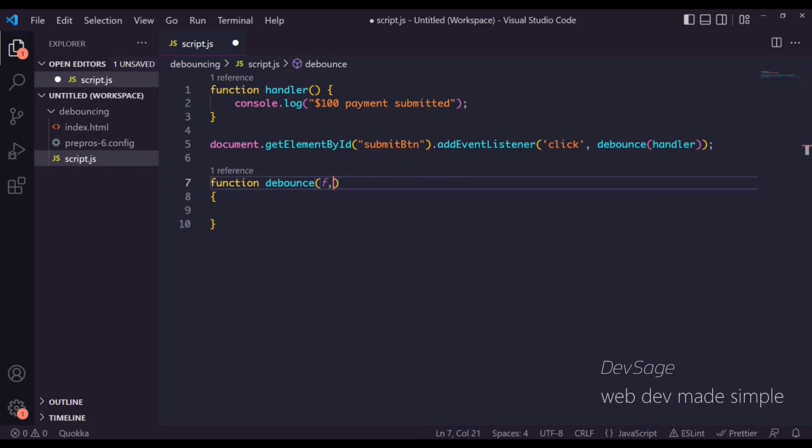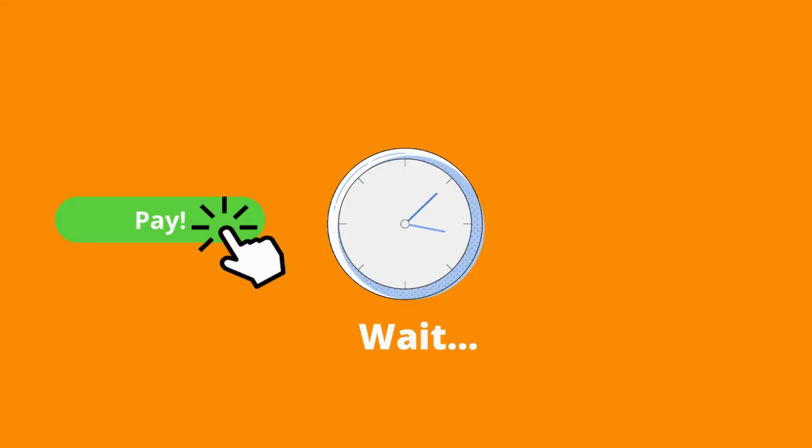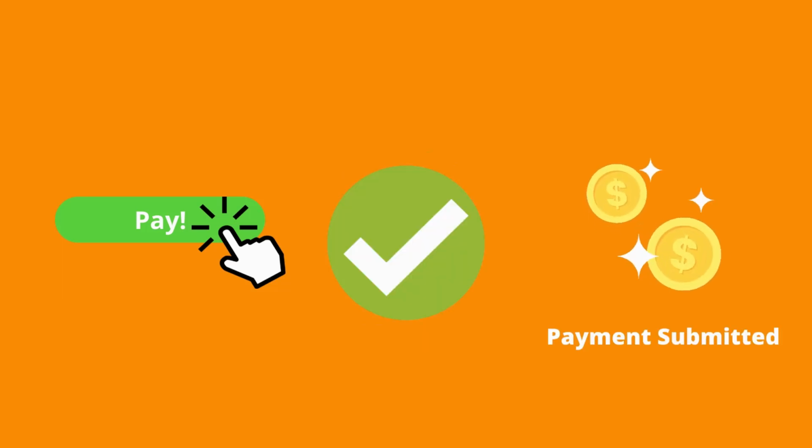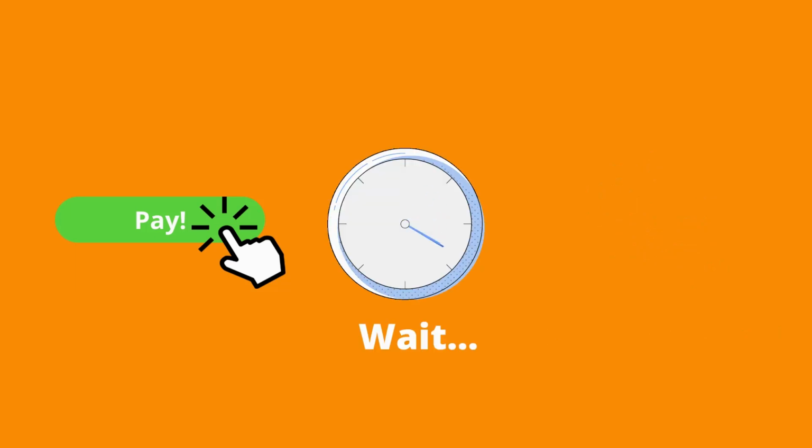So debounce is actually going to take in a second argument, and this second argument is basically going to be the time window that you want to wait before you actually trigger this handler. And if that timer expires without any new events being triggered, okay, cool. The user didn't try to double click or triple click or anything like that. Let's run the handler.